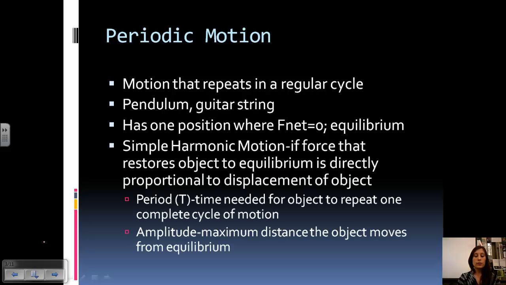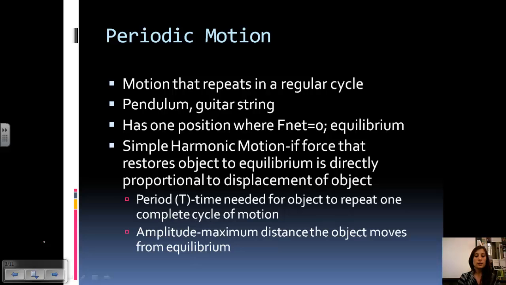Periodic motion can also involve specifically simple harmonic motion, and this is if the force that restores the object to equilibrium is directly proportional to the displacement of the object. So we don't mean equal, but if the force has some relationship to the displacement. And there are two parts to this.